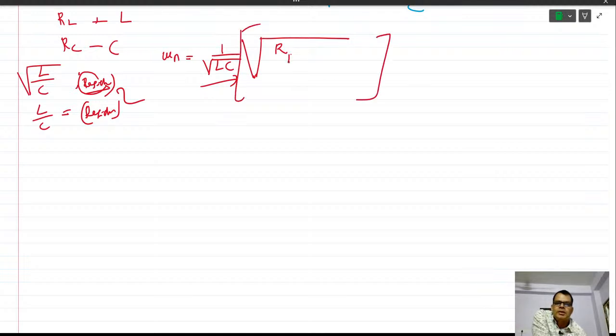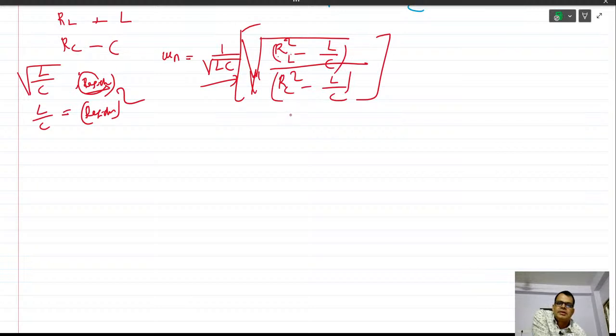So root over RL square minus L upon C, because L upon C is the resistance square, that is the ohm square, the unit. Then RC square minus L upon C. The whole thing will be in this.